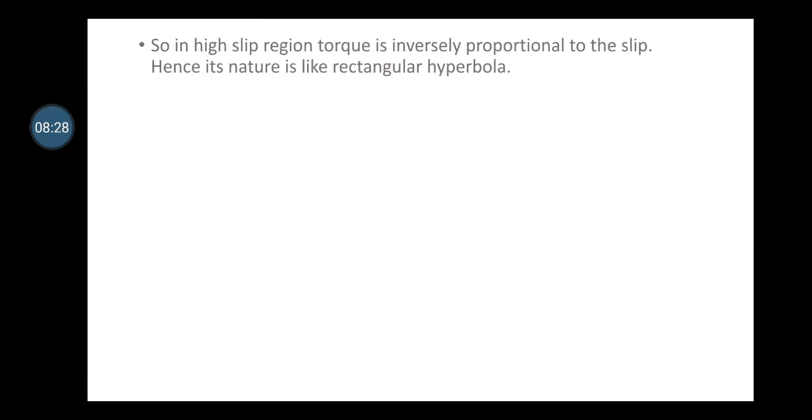So in a high slip region, torque is inversely proportional to the slip. In this region, at point B, the point of maximum slip, that is R2 divided by X2. After that point the curve becomes a rectangular hyperbola type, because the slip is approaching 1 and the slip is inversely proportional to the torque, because when slip is increasing, torque will decrease.